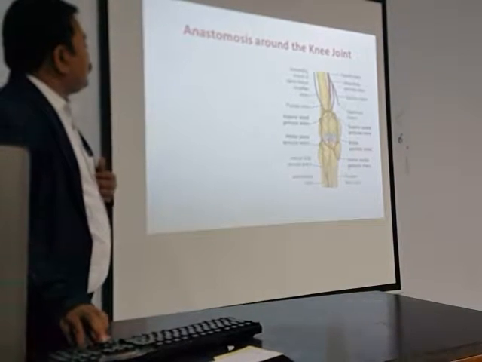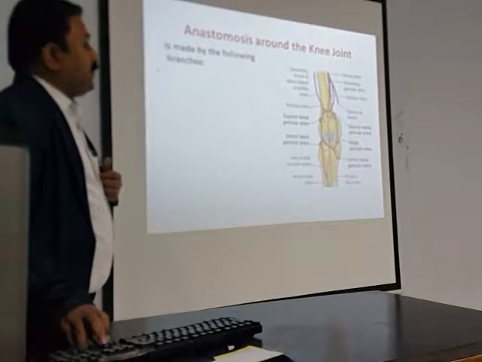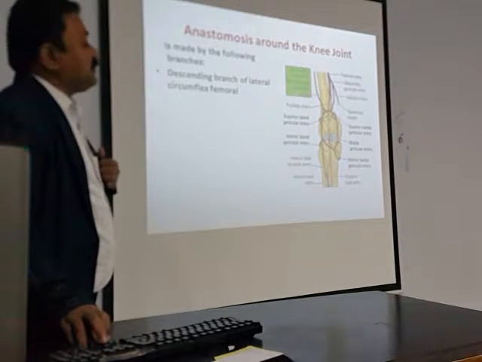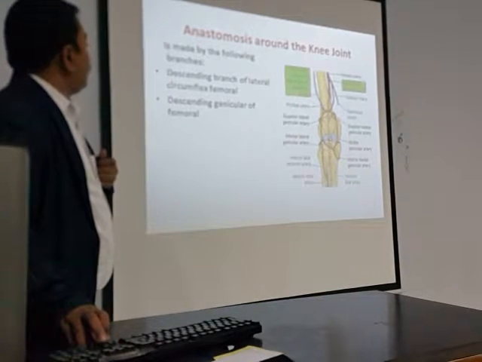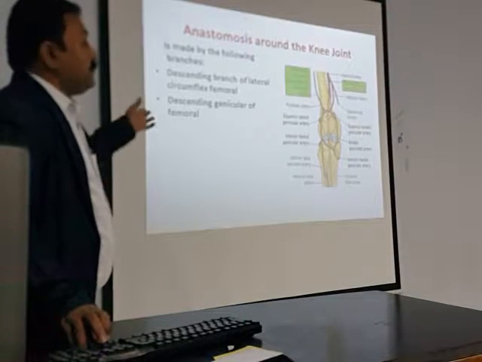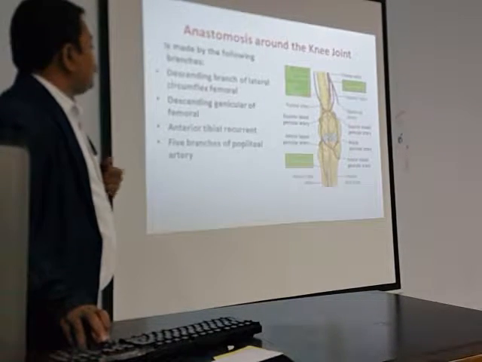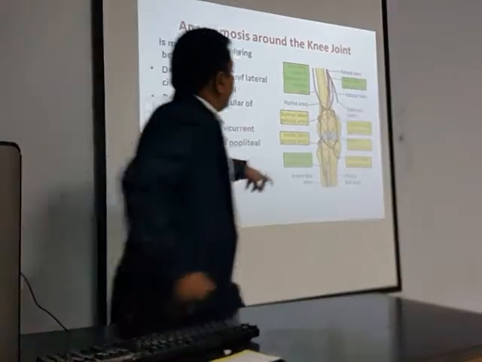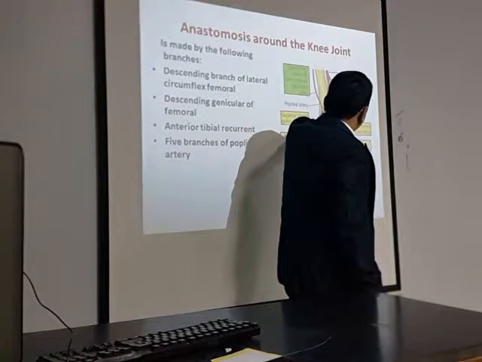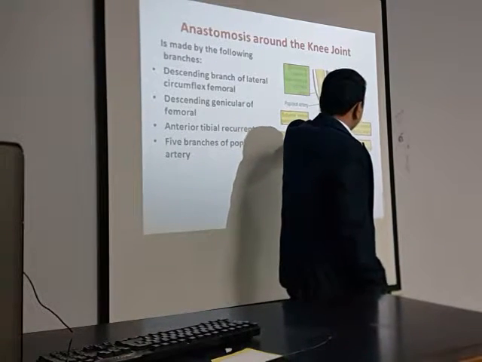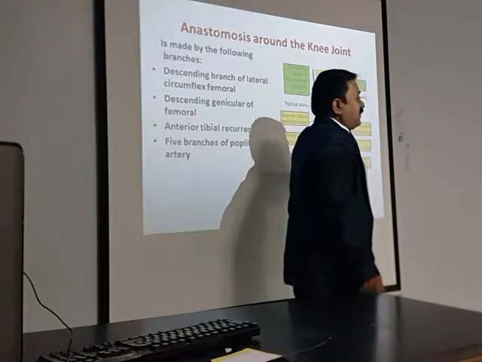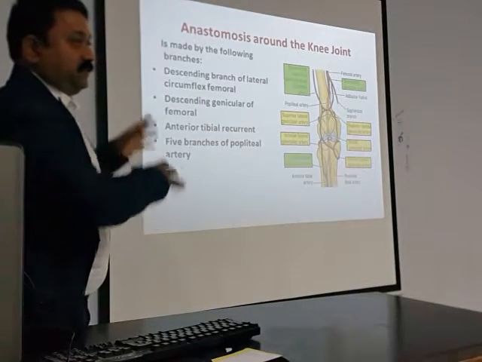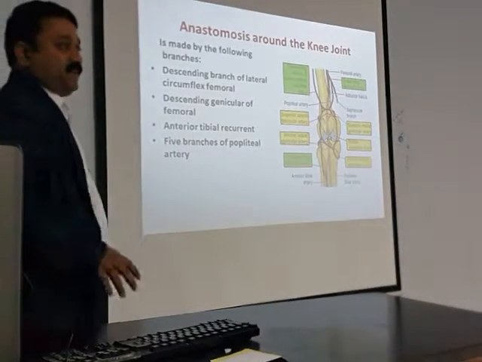And next is the anastomosis around the knee joint. The descending branch from the lateral femoral circumflex artery, and the descending genicular of the femoral artery, the anterior tibial recurrent, the superior medial genicular artery and the middle one, and the inferior medial genicular artery, which form the anastomosis around the knee joint. So these are branches of the popliteal.